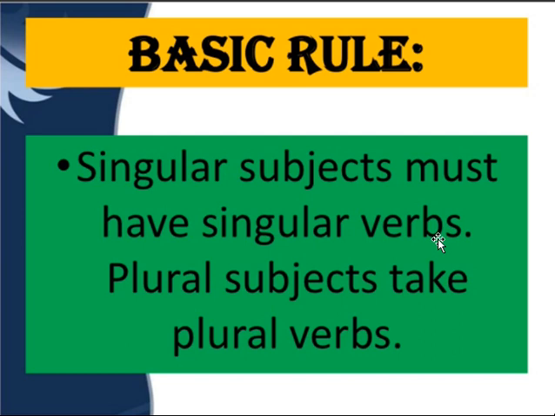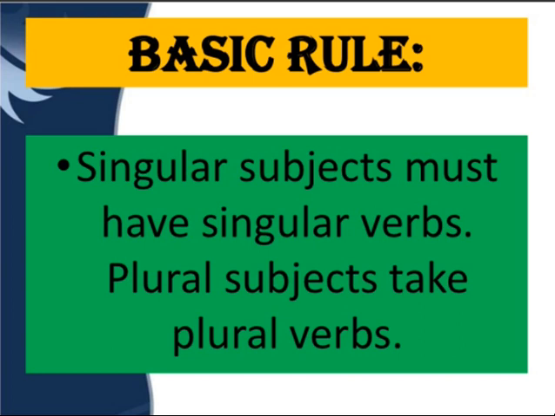So here, I is considered singular. That is why I have taken the verb am. In the other sentence, the subject is plural, we. So that is why I have taken a plural verb, that is are. So the basic rule is simply, if we have a singular subject, it must take a singular verb, and if a plural subject, it must take a plural verb.